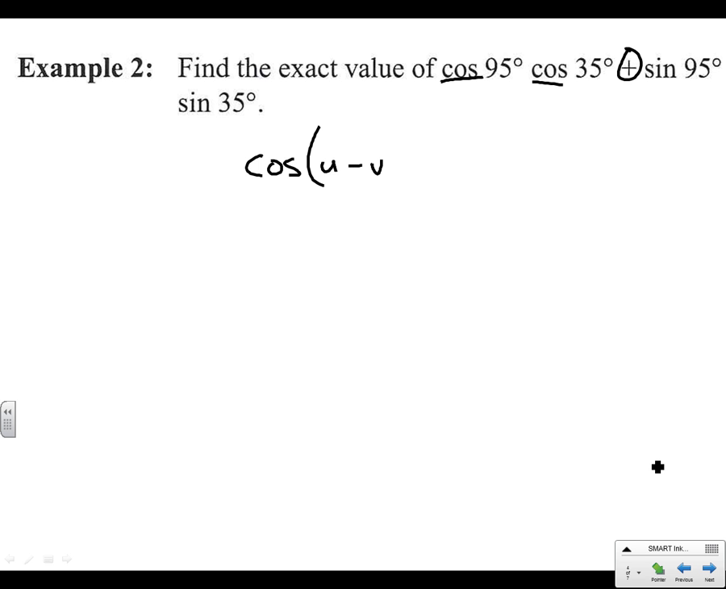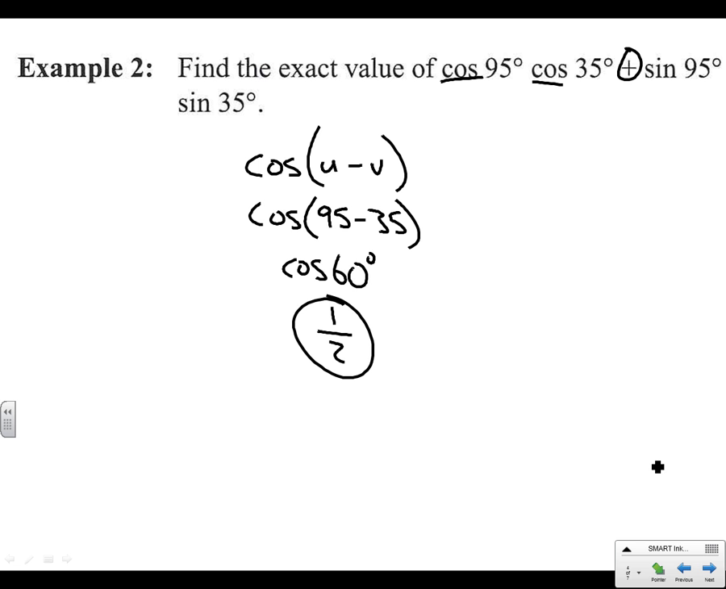u minus v. And what's our u and what's our v? It's the first angles we see, 95 minus 35. So this is the cosine of 60 degrees, which we can check on our unit circle or our chart and come up with just 1/2 as our answer.